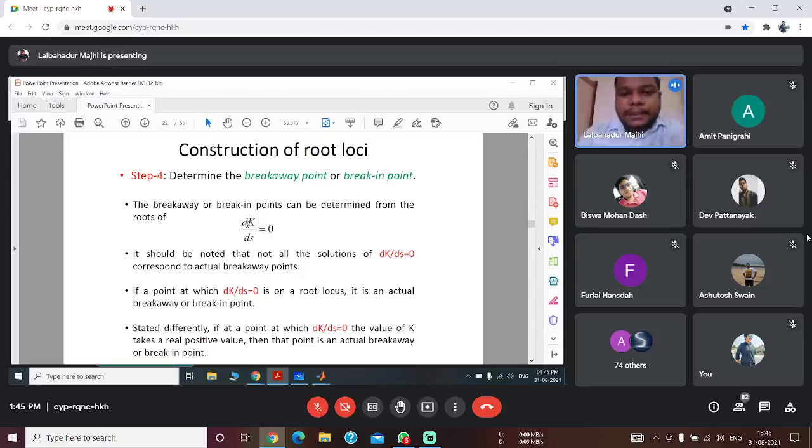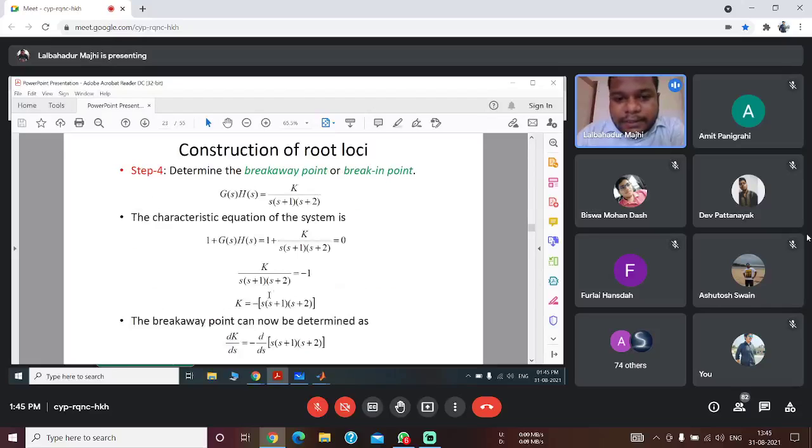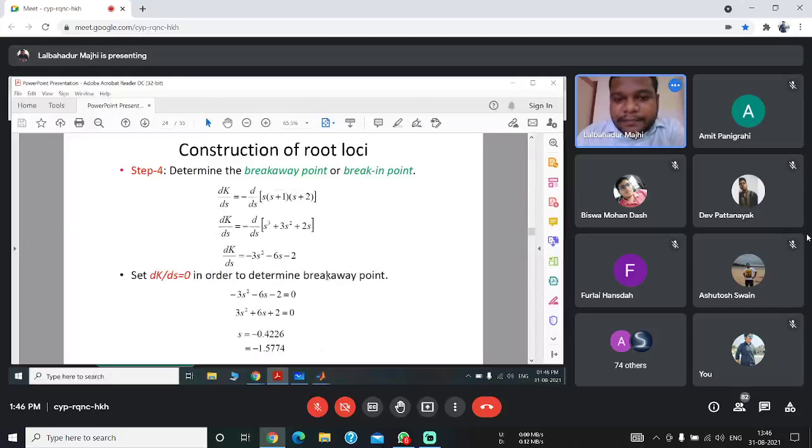We have to determine the breakaway point by using the formula dk by ds equal to 0. We discussed this. For this equation, you have to determine the characteristic equation with respect to k. So k is here minus s into (s plus 1) into (s plus 2). Then we have to do dk by ds, and set dk by ds equal to 0 in order to determine the breakaway point.